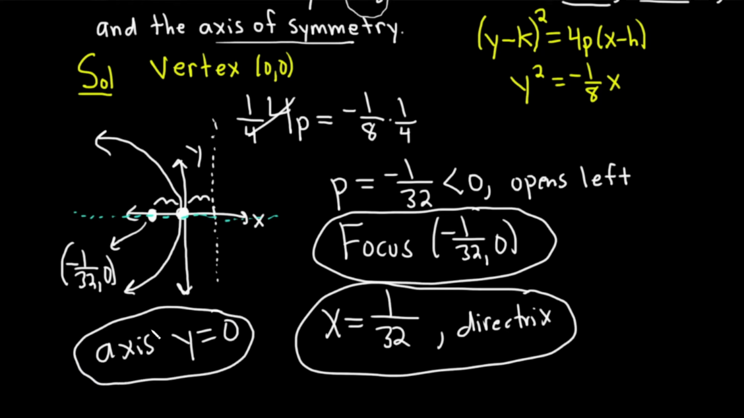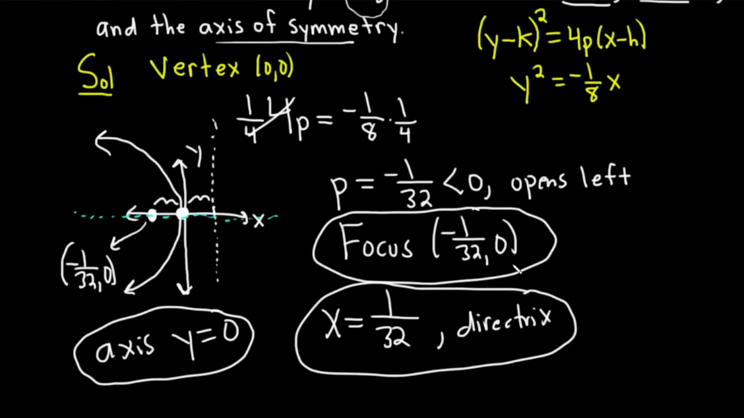So lots of information in this problem. You have to know the formula, and then you have to know that whenever the y is being squared, it opens left or right. If p is negative, it opens left. If it's positive, it opens right. You also have to know that the parabola opens towards the focus, and that the distance from the vertex to the focus is the same as the distance from the vertex to the directrix, and it's equal to the absolute value of p, which is 1/32.